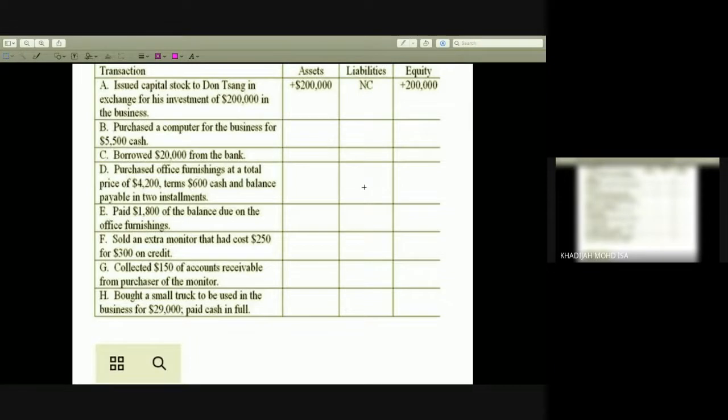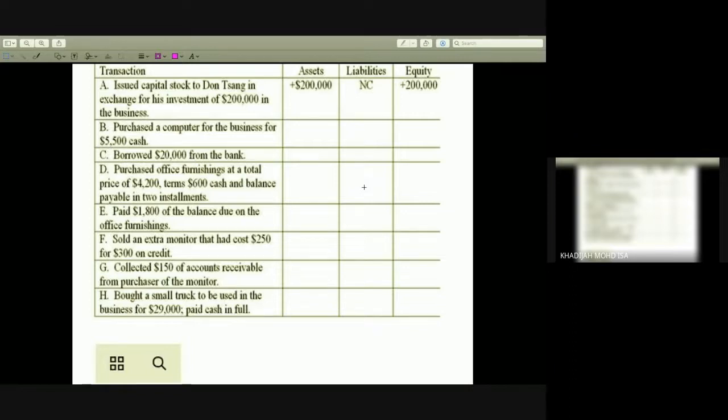And then you pay 1,800 balance of the furniture. So that means that your cash decreases. So your office equipment, office furnishing, no change. But your cash decreased by 1,800. And then your liabilities will also decrease by 1,800.